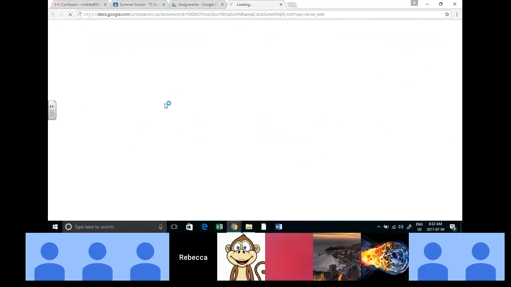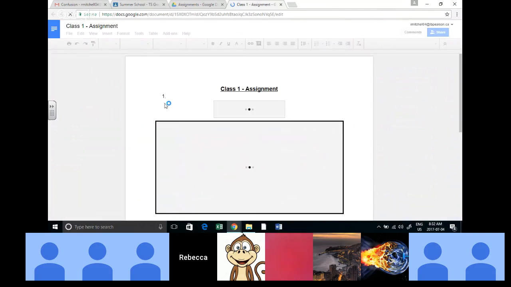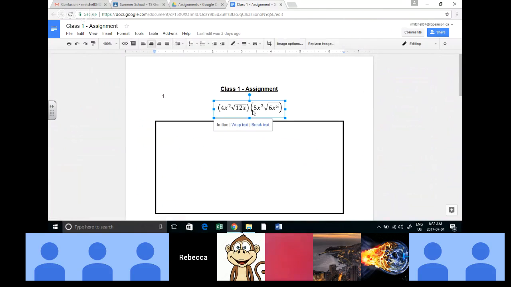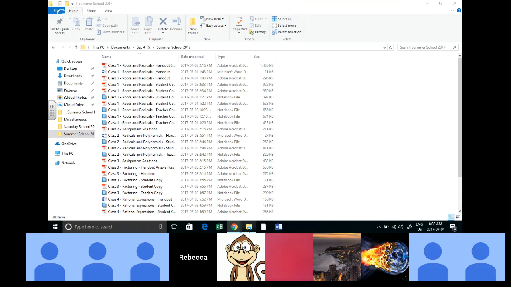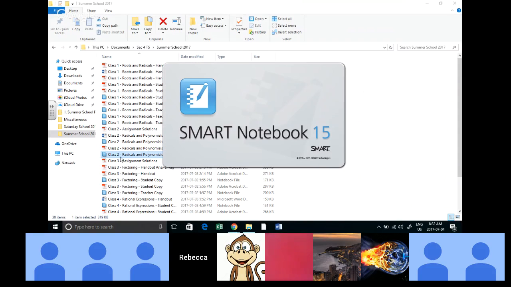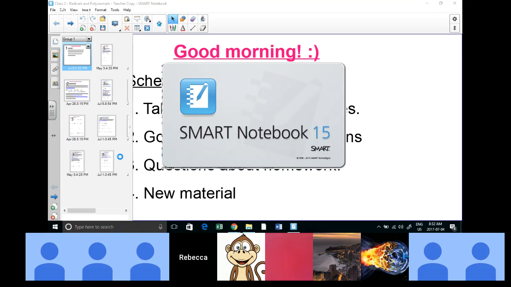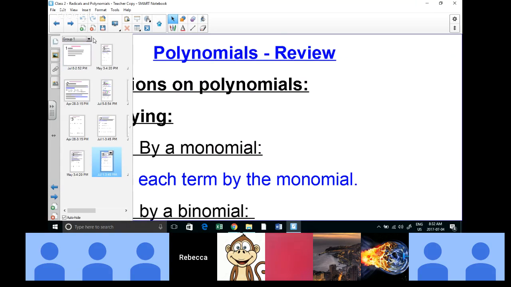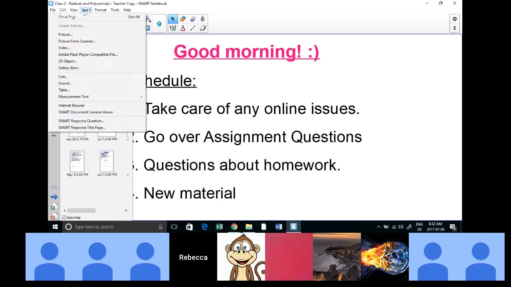So this is the assignment that we were looking at today. So we'll take a look at those problems. I haven't had a chance to go in and give you all individual feedback, but I will be doing that this afternoon, so that shouldn't be a problem. But we'll take a look at the problems together just so we're all on the same page.